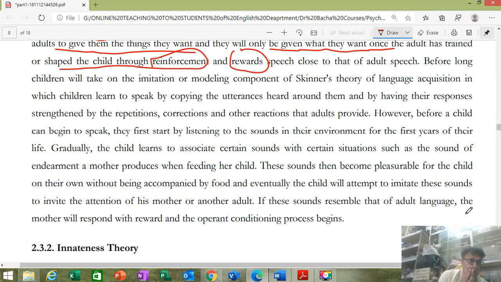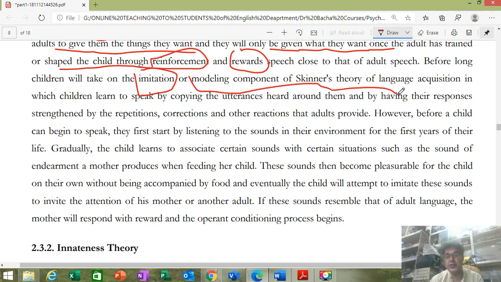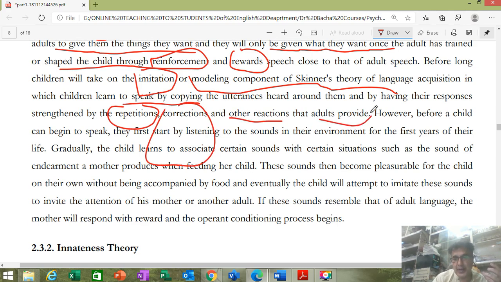But along the way, the children will take on imitation or modeling. Imitation or modeling is a component of Skinner's theory of language acquisition, in which children learn to speak by copying the utterances heard around them and by having the responses strengthened by repetitions, correction, and other reactions that adults provide.